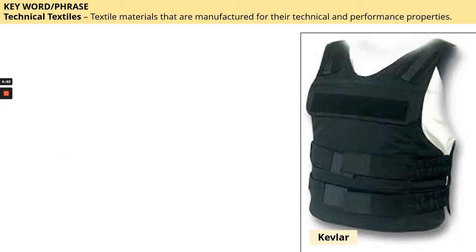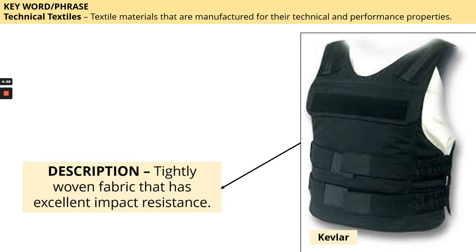Fantastic. So the next one is Kevlar. A little bit more interesting. You might have heard of Kevlar vests before. Kevlar is a tightly woven fabric, like insanely tightly woven, so much so that it has a really good impact resistance. What impact resistance means is that it can absorb a blunt force. It can absorb direct energy or direct force being applied to it without breaking, without splitting, without shattering. That's what impact resistance is.